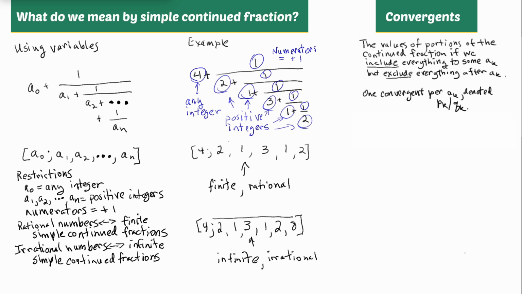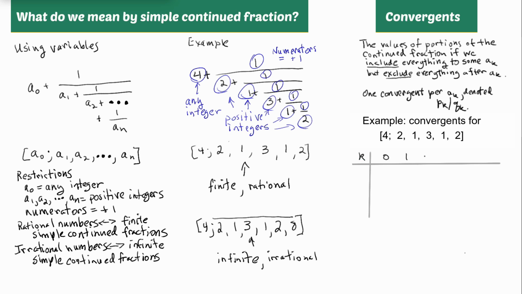Let's look at an example. We'll use the same continued fraction as before. We can make a little table to keep ourselves organized. The top row is for k, the subscript, which goes from 0 to 5 in our example. We also have rows for a sub k and the convergent p sub k over q sub k. We can fill in the values for a sub k: 4, 2, 1, 3, 1, and 2.